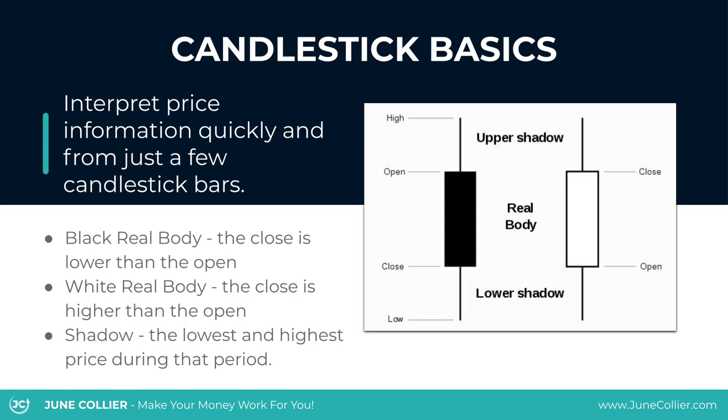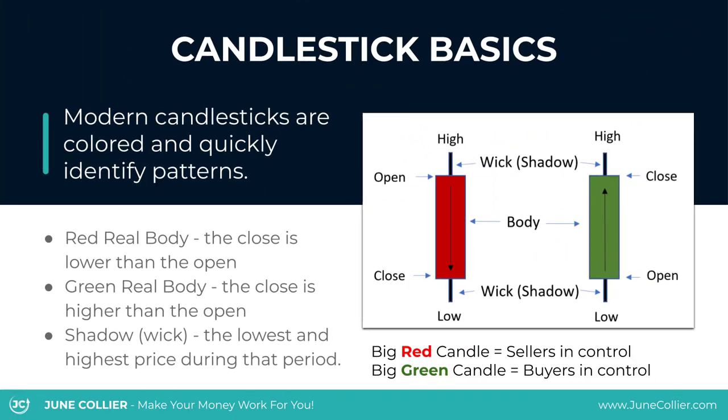The 2 thinner lines are known as wicks or shadows. The length of the shadows show how much the price has moved up and down with respect to a candlestick within a specific duration. Candlesticks can also be colored.